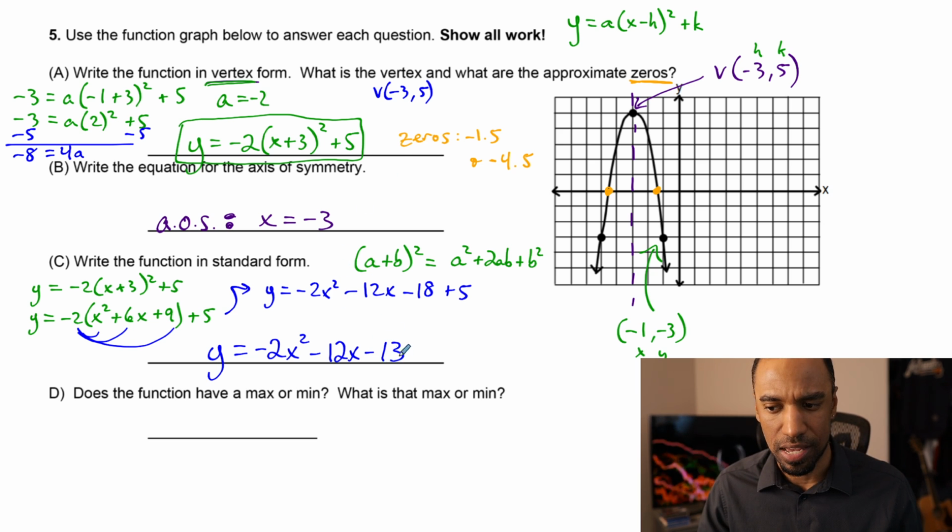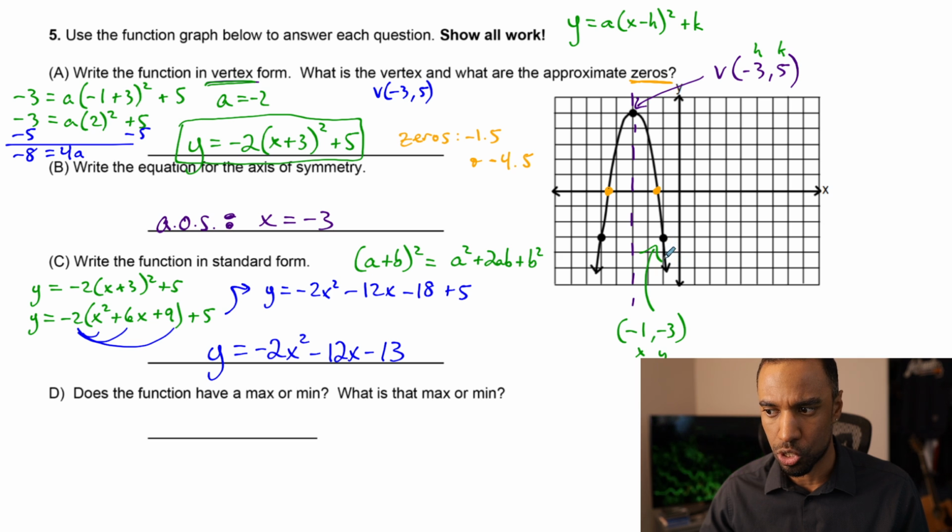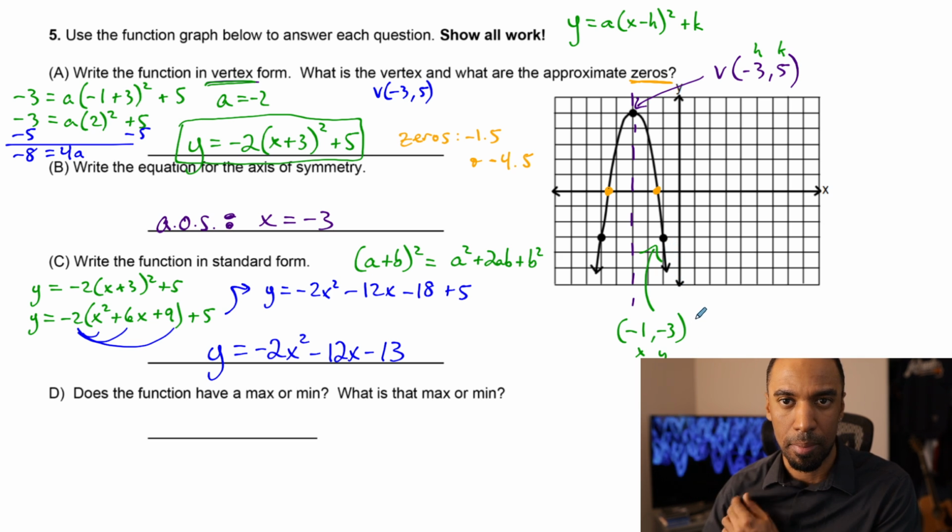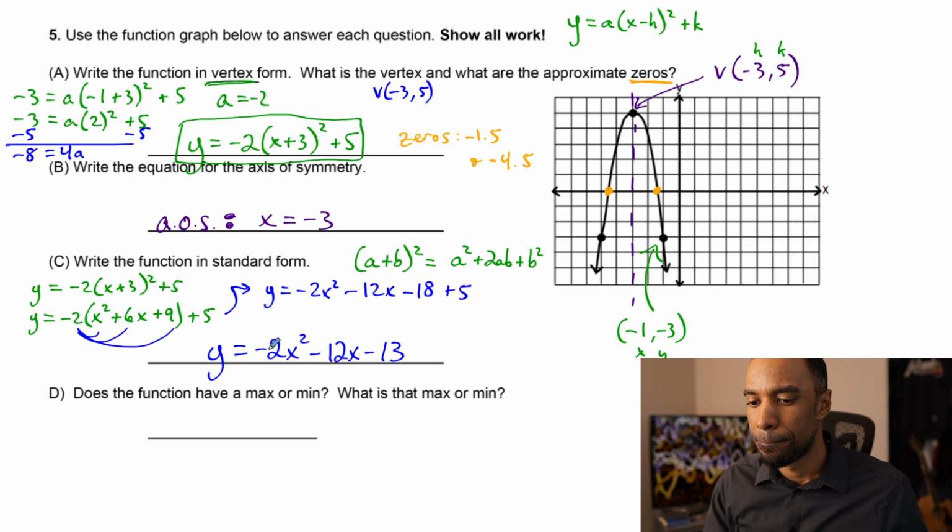So the y-intercept is at 0, negative 13. It is out of reach of this graph. It is down there somewhere where my picture is that we can't see. But that's where it would be.